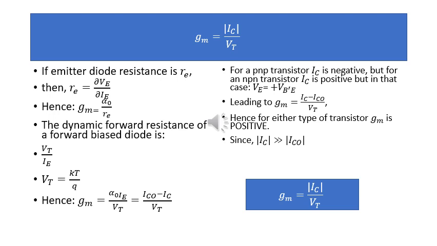The dynamic forward resistance of a forward biased diode is given by VT upon IE. VT is equal to kT upon q. It is known as the volt equivalent of temperature. Hence, gm is equal to alpha o IE upon VT, which is equal to ICO minus IC upon VT. For a PNP transistor, IC is negative, but for an NPN transistor, IC is positive. But in that case, VE is going to be equal to plus VB'E, leading to gm equal to IC minus ICO upon VT. Hence, for either type of transistor, gm is positive. Since the IC magnitude is much larger than the magnitude of ICO, gm comes out to be equal to just the magnitude of IC divided by the volt equivalent of temperature, VT.